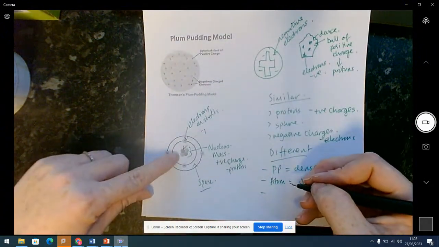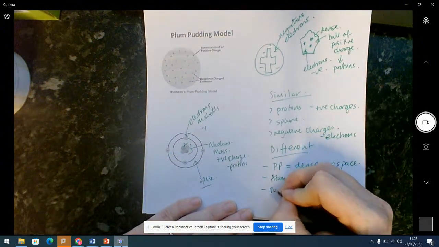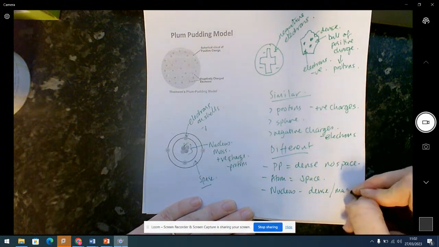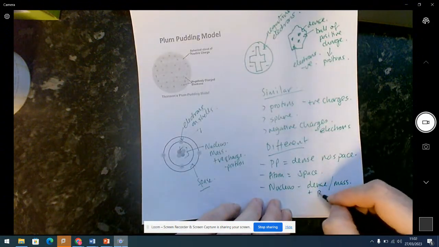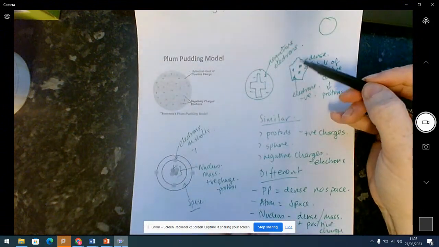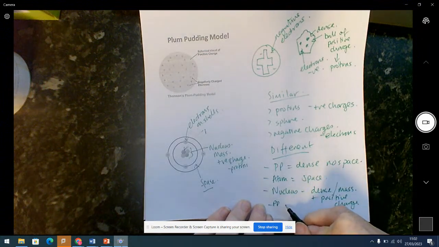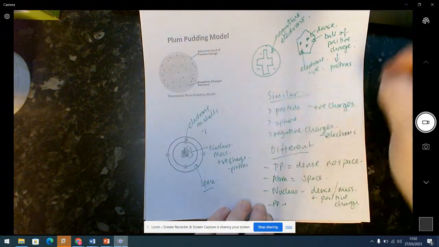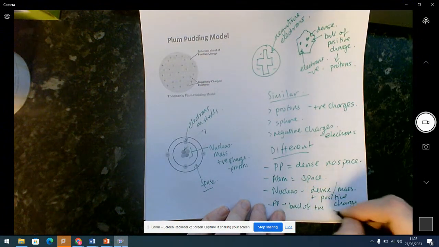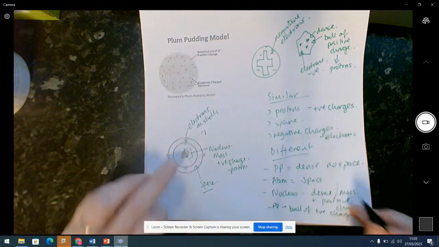Also, in this model here, you can see that actually the dense part of the atom is in the center, in the nucleus. So the nucleus is dense, so has mass and positive charge. Whereas in the plum pudding model, the whole thing was a ball of positive charge. So the plum pudding is different because the whole of the cake part essentially was a ball of positive charge, which we know actually the positive charge sits in the nucleus.